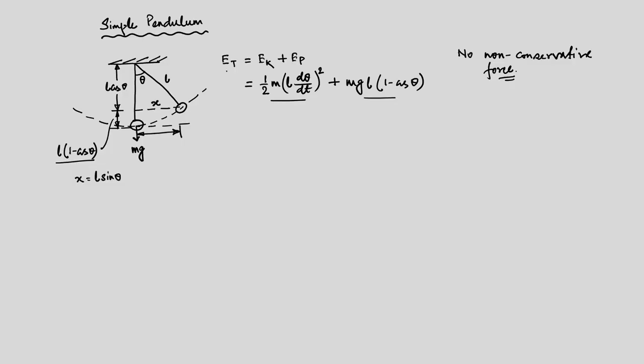So, total energy in this case remains constant. If it is constant, obviously, if I differentiate total energy with respect to time, this will be equal to 0. And if that is the case, then obviously, we expect to use this information to develop the equation of motion. So, let us see how we do that.